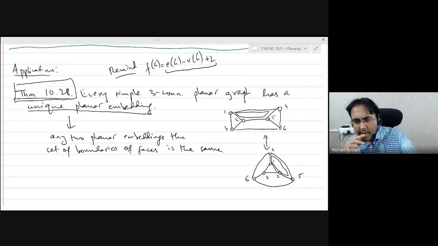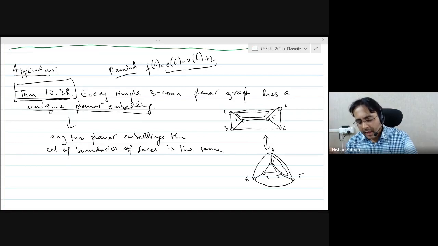So maybe that gives us a clue. We are trying to show that in any two drawings, the faces are the same. How are faces defined? It's completely topological. You need a drawing in order to talk about the faces. But maybe there is a different way of looking at faces in a three-connected plane graph that does not depend on the drawing. And if we are able to get a handle on such an equivalent definition, then we will be able to prove such a result. So we need something that is not dependent on the drawings, on the embeddings.